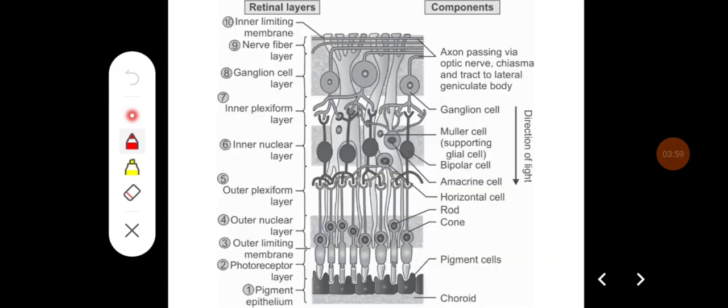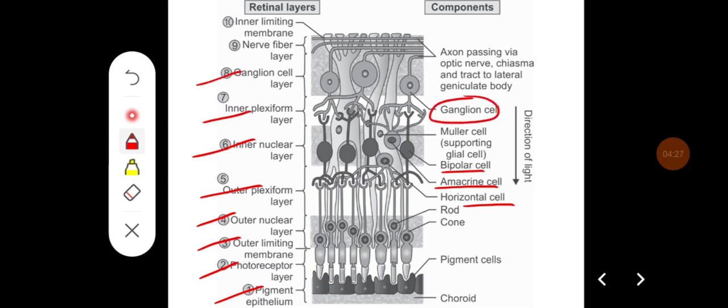So these are the 10 layers of retina, which start from pigment epithelium, then a photoreceptor layer, outer limiting membrane, outer nuclear layer, which are made up of rods and cones, and outer plexiform layer, then inner nuclear layer, which are made up of bipolar, amacrine, and horizontal cells, then inner plexiform, and ganglion cell layer, which are made up of again ganglion cells. Then you have nerve fiber and inner limiting membrane.